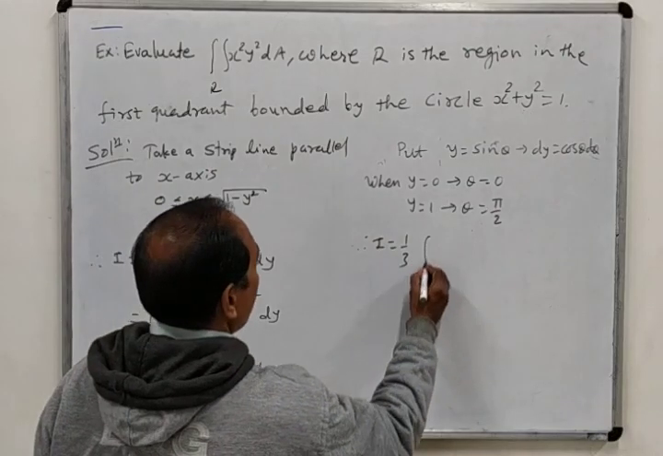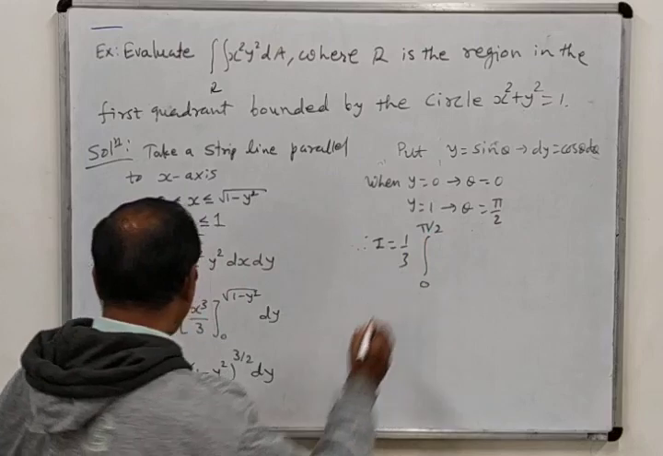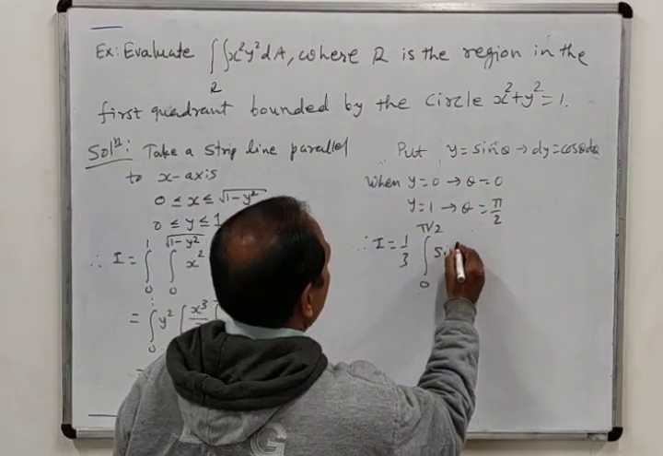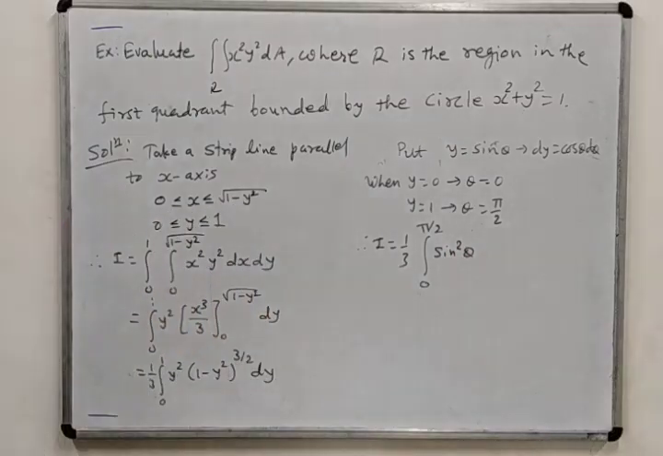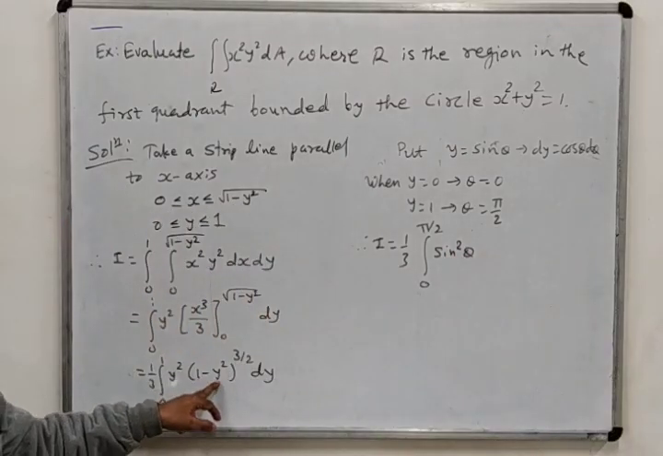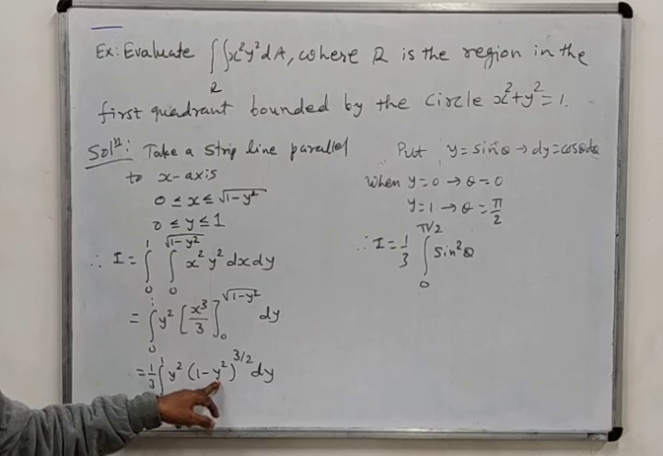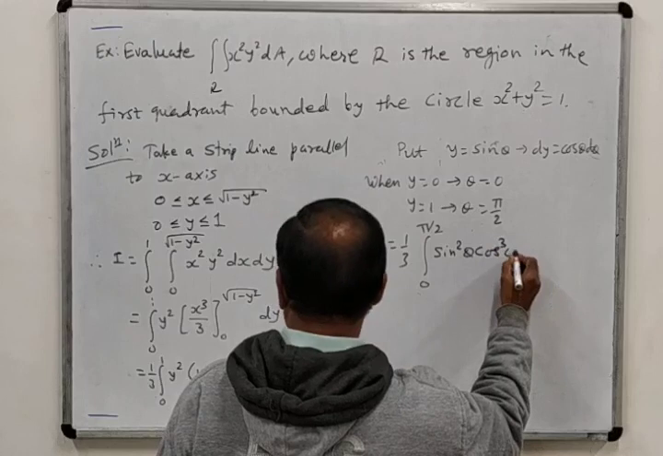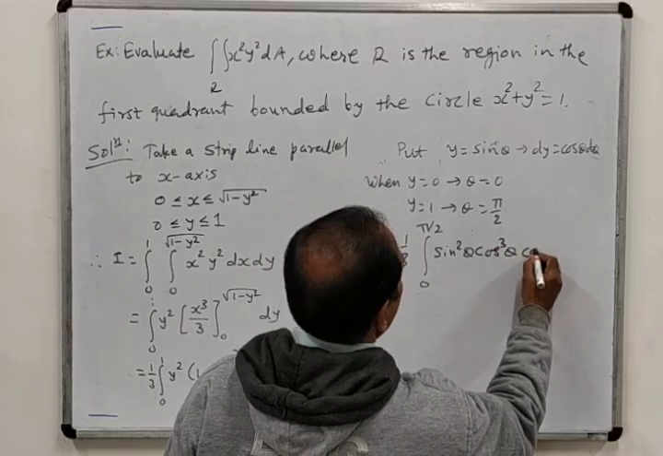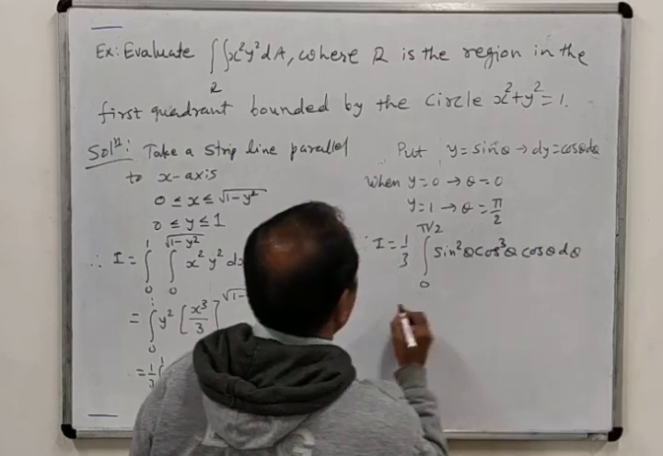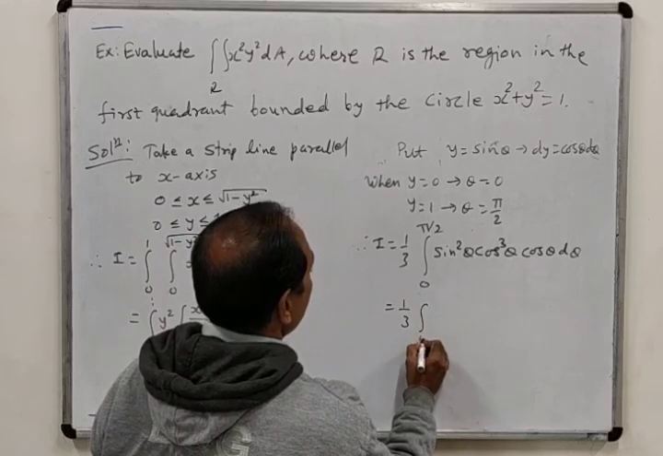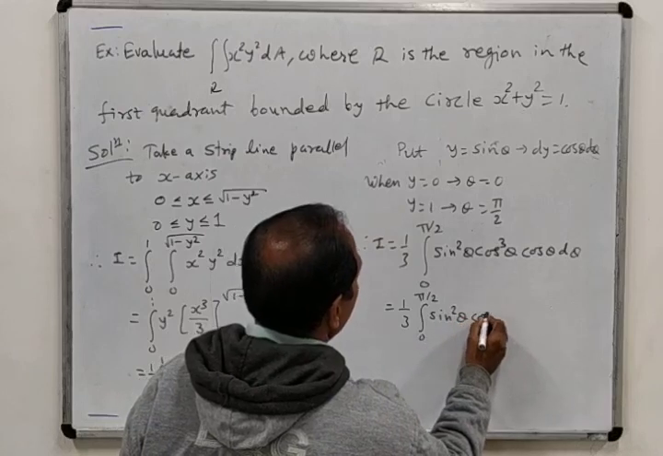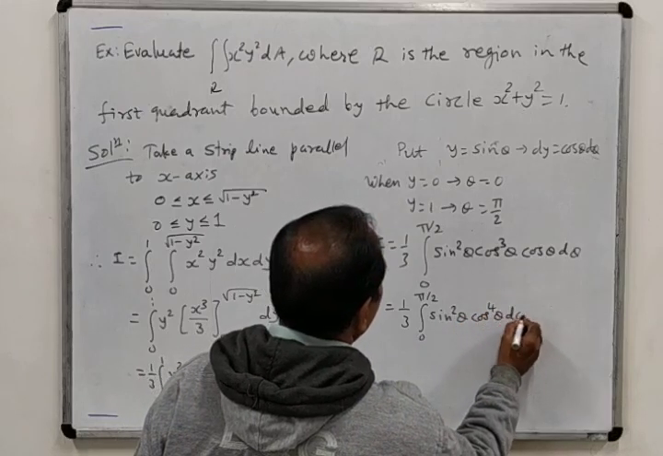So here we will have, it is 0 to pi by 2 y square. Y square means it is sin square theta. And here y square means 1 minus sin square theta, it is cos square theta. Cos square theta means it is cos cube theta. Cos cube theta, and dy is what? Cos theta d theta. That means it is 1 by 3 integration 0 to pi by 2 sin square theta cos raised to 4 theta d theta.